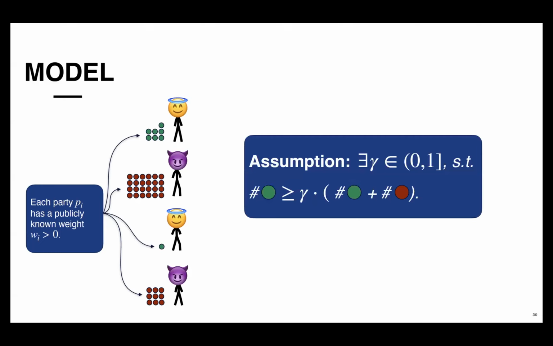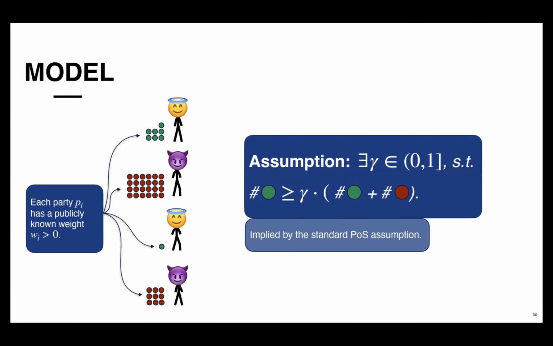All right, so the model we use for our results is where we have a static set of parties, where each party is assigned some positive amount of weight. Now, as before, an adversary is allowed to corrupt a subset of the parties, but our assumption is that the adversary is only able to corrupt parties such that a majority of the resources is left honest. Formally, there exists some gamma such that the fraction of resources owned by honest parties is larger than gamma times the total amount of resources. And we note that this is implied by the standard proof of stake assumption.